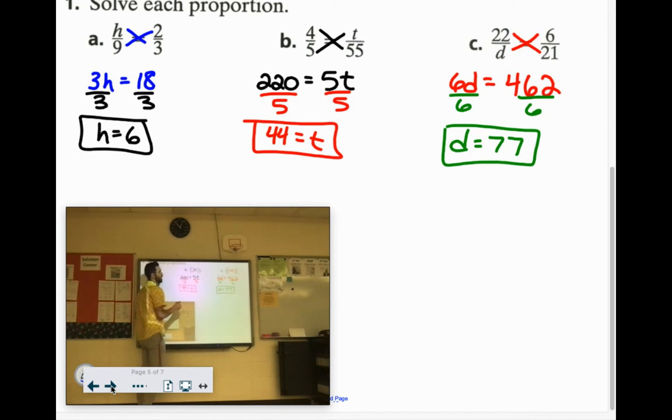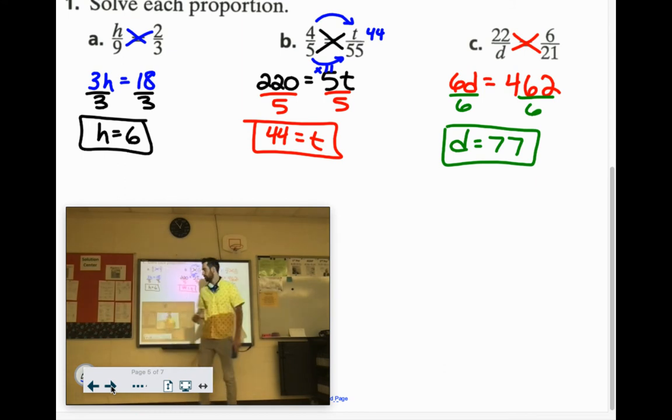There's also another way you can think of it, if this is helpful. If we look, and it's easy numbers to work with, like 5 to 55 is times 11. So if you did that up top too, 4 times 11 would give you 44 up there. I would only recommend that if it's very obvious numbers. If it jumps out at you that you see that pattern, great. Otherwise, cross multiply. You'll make fewer mistakes if you do that.